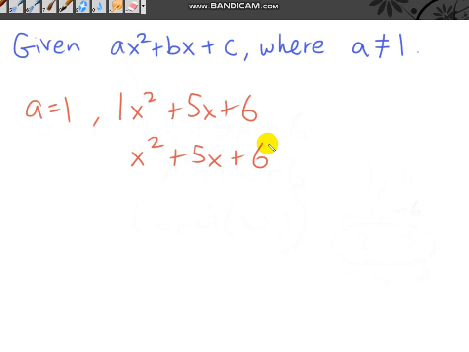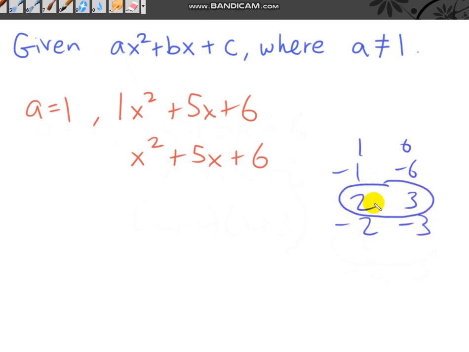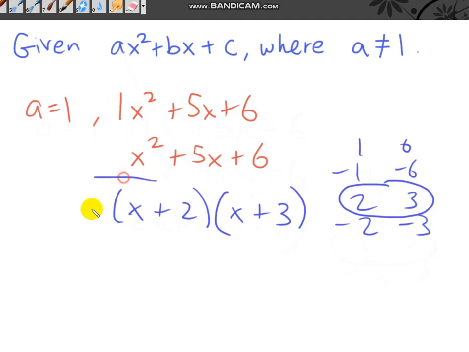To do this, we define two numbers that multiply to 6 and add up to 5. So make your list of numbers. Some of you still struggle with this, but it's okay. These are my list of numbers that I see here: 2 times 3 is 6, and 2 plus 3 is 5. So when we write our factors, we have x's in front, and this becomes x plus 2 times x plus 3. That is basically how you would factor this.